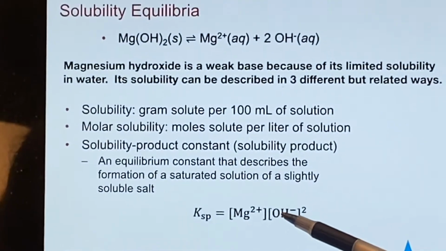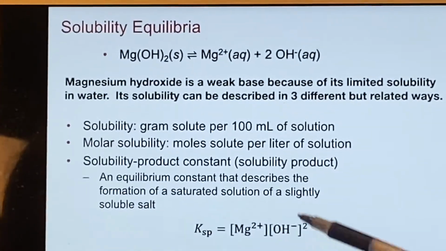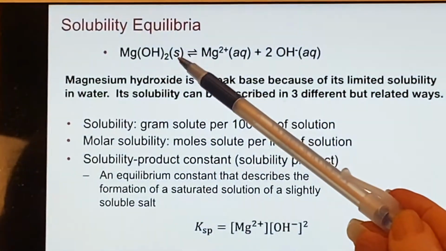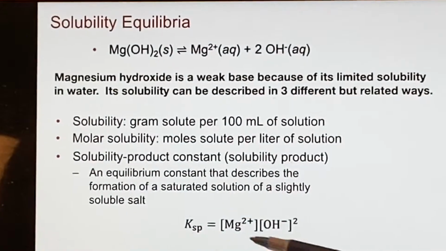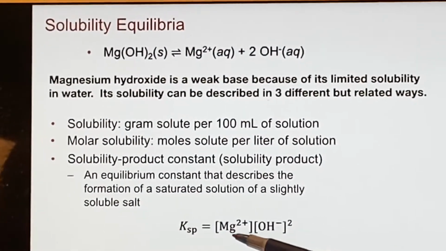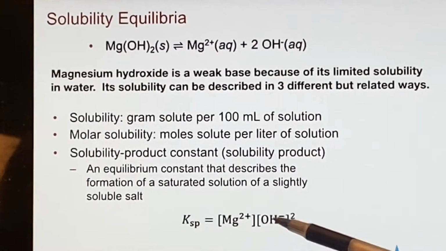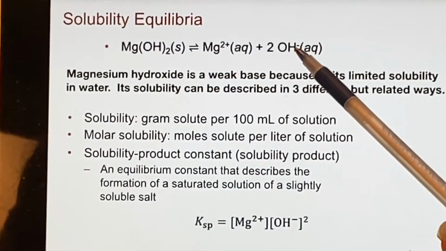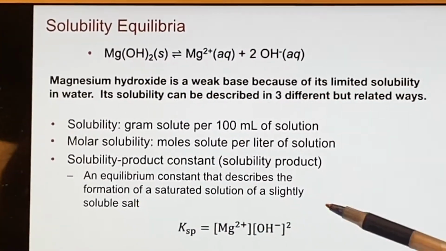Why is it just that? Because when we do these types of constants, we ignore solids, so the solid does not appear. We end up with just the things that it turned into in aqueous solution. All right, so the magnesium, the hydroxide, and the hydroxide has to be squared.